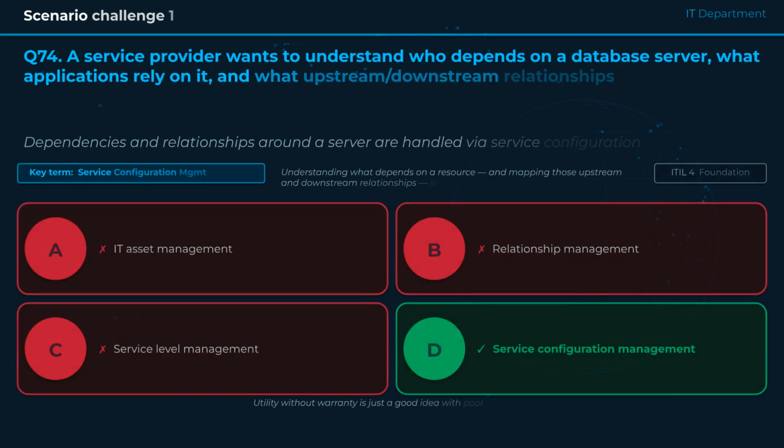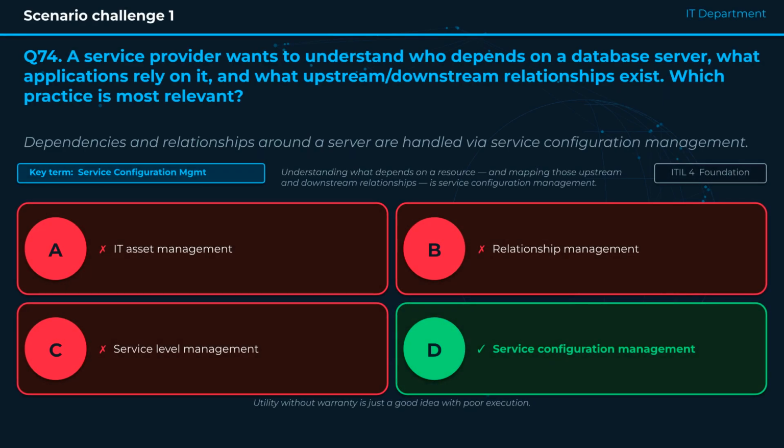The correct answer is D, Service Configuration Management. This practice maintains information about configuration items and their relationships, which is essential for understanding dependencies like those involving a database server. Understanding component dependencies and relationships is service configuration management.